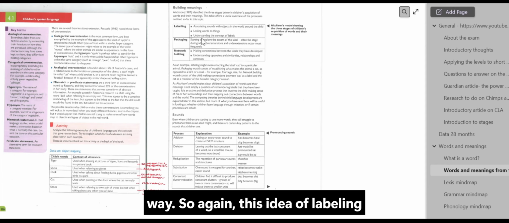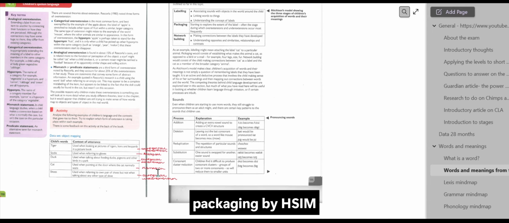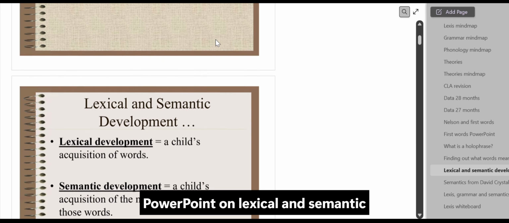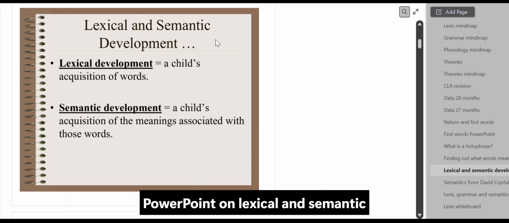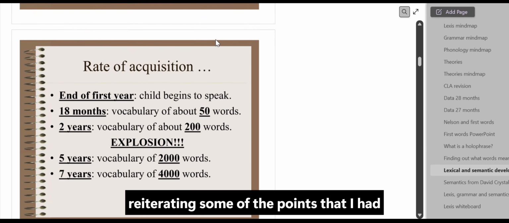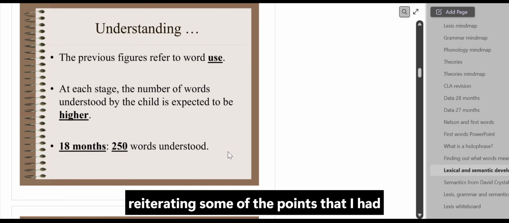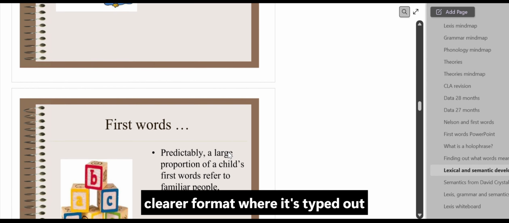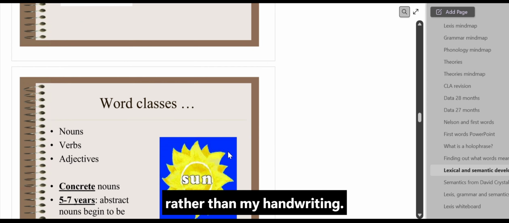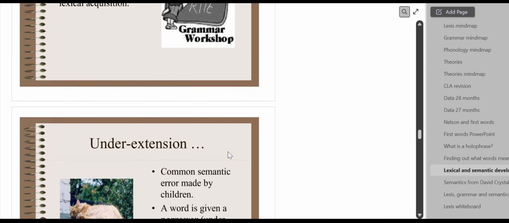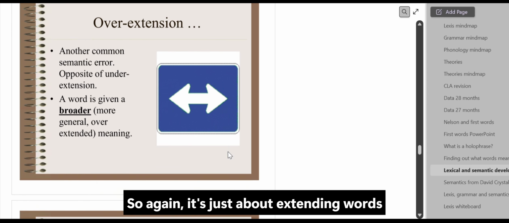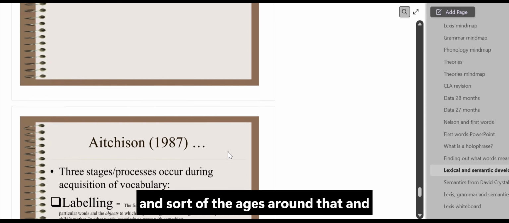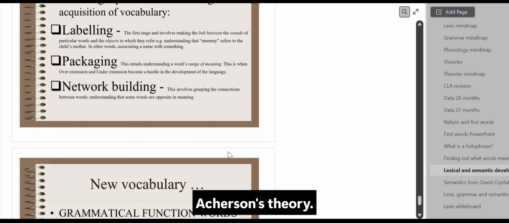So again, this idea of labeling, packaging by HSIM, and then this is a nice PowerPoint on lexical and semantic development. It's reiterating some of the points that I had written earlier, but in a clearer format where it's typed out rather than my handwriting. So again, it's about extending words and the ages around that and Aitchison's theory.